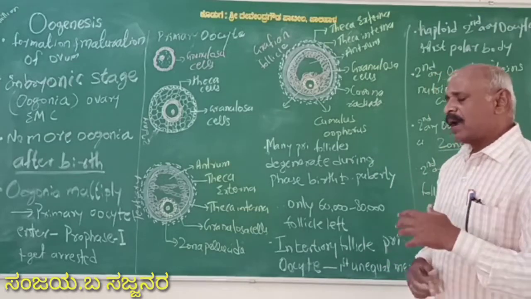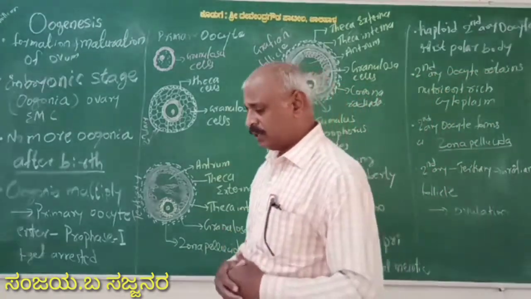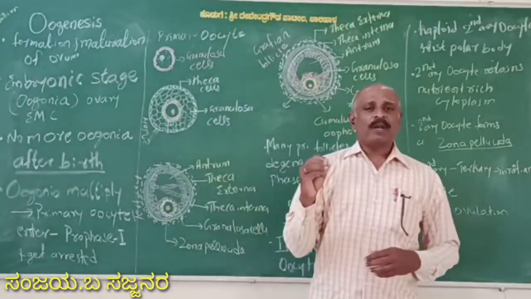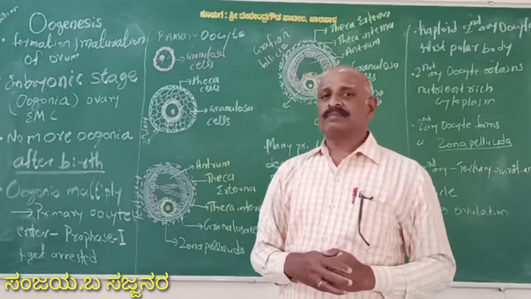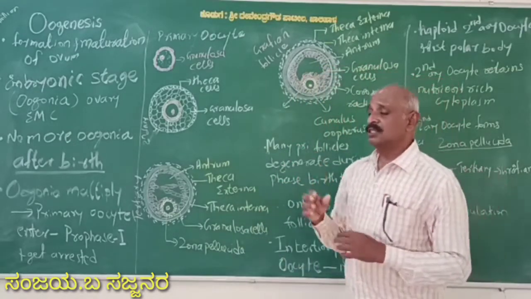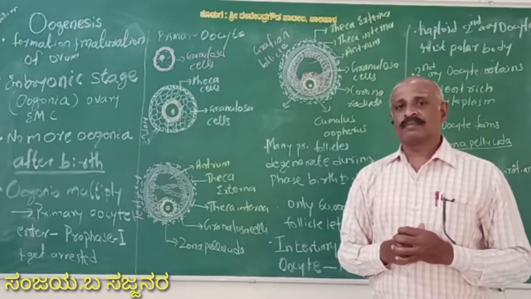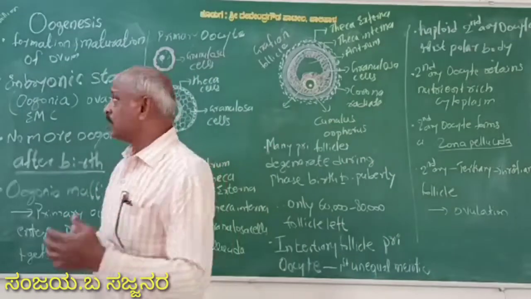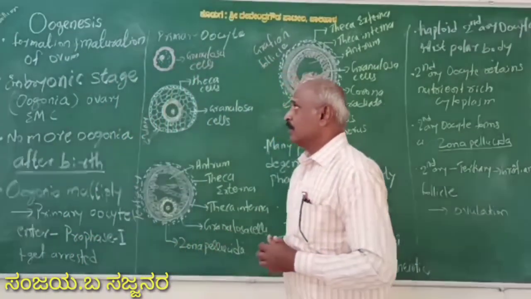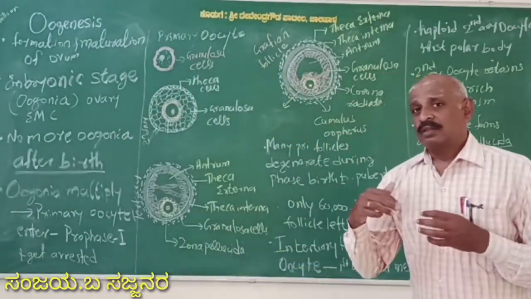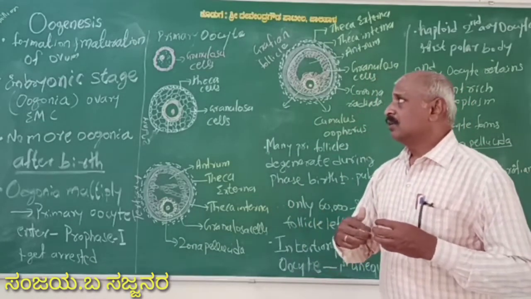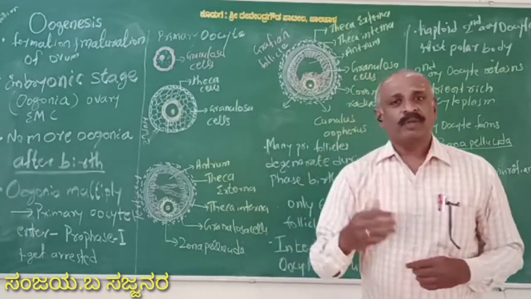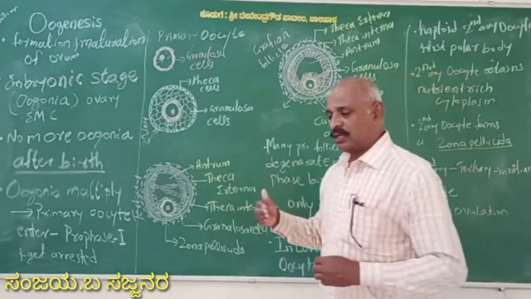When compared to spermatogenesis, it is totally different. We said that already. Spermatogenesis is the spontaneous one, but oogenesis is not as spontaneous because it starts in the embryonic stage only. The process of the mature ovum starts from the embryonic stage.